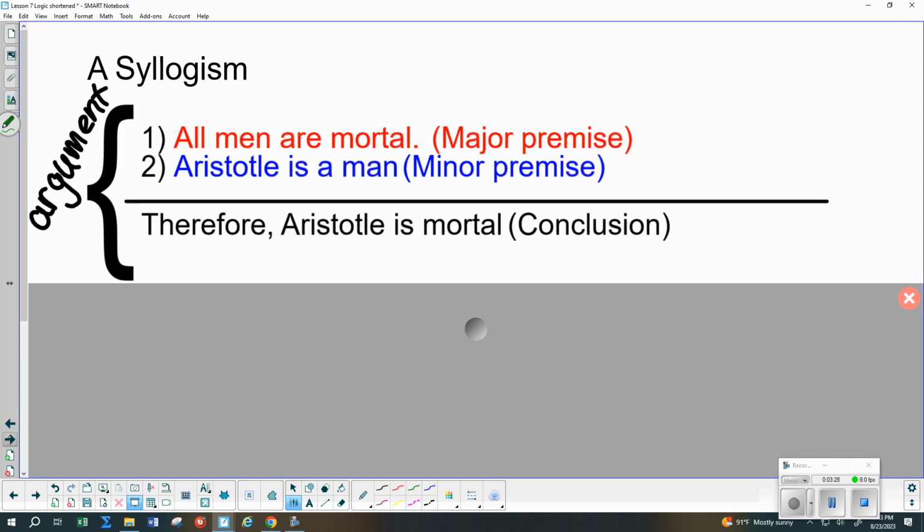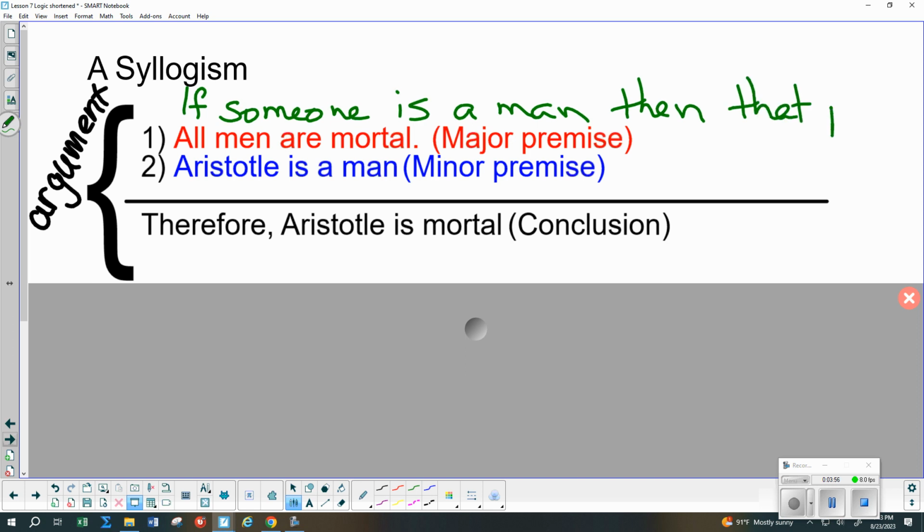So we had an example kind of like this. Just reviewing last spring, if we started off with all men are mortal, who could tell me how we would think of that as an if-then statement? What does that mean in terms of if and then? Lucy? Okay, so if someone is a man, then that person is a mortal.